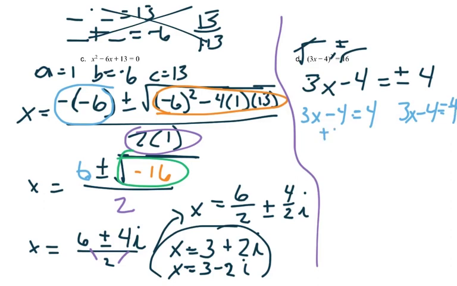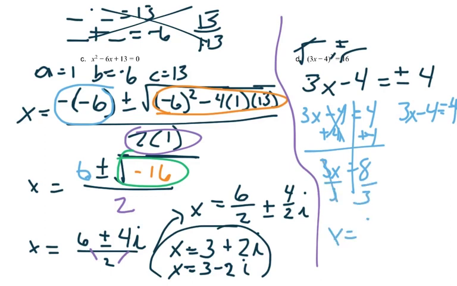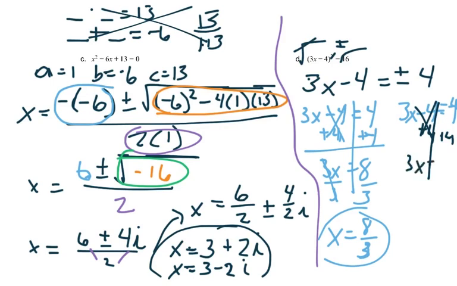And then we'd add 4 to both sides here, which gives me 3x equals 8. Divide by 3. I'll just leave that as a fraction. x equals 8/3 since it doesn't divide evenly. Over here, we would add 4 to both sides also. But when we add 4 to both sides, we get 3x equals 0. Divide by 3, and we get x equals 0 as our second answer.